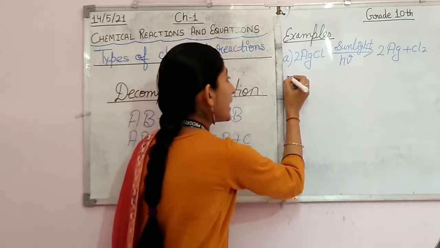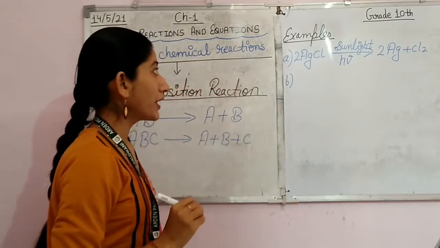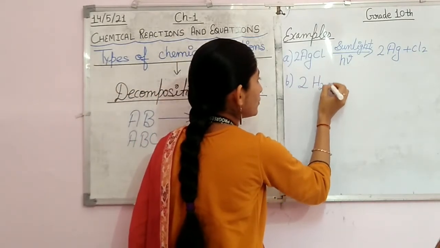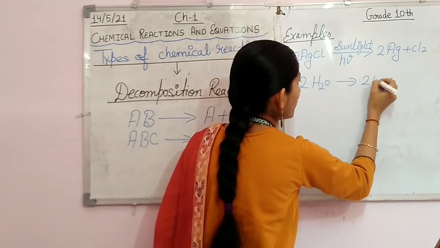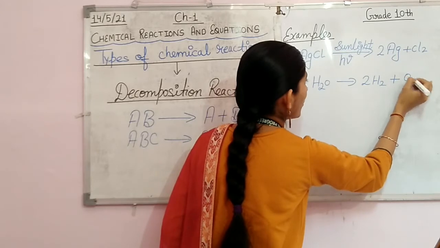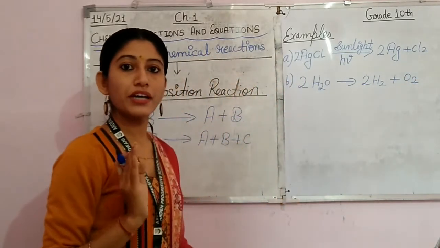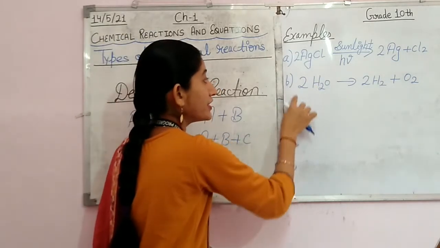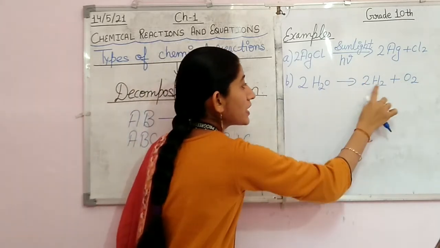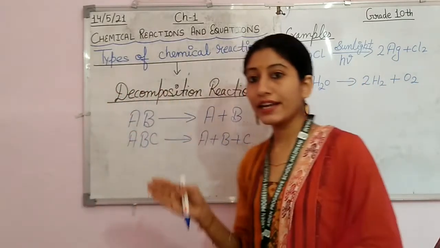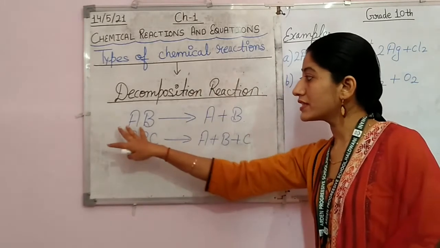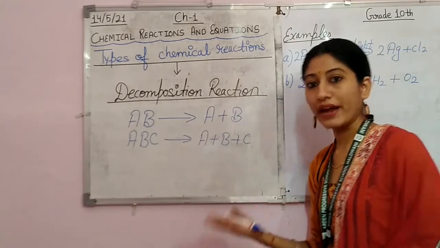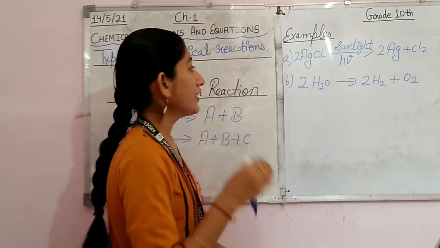Now, the second example of breakdown is the most simple one: 2H2O breaks down into 2H2 plus O2. This is also decomposition only. How? Because here again we have one single reactant and it splits up into two products. As I said, for decomposition we must have a single reactant which splits up into two or more than two products, right? So this is our decomposition reaction.